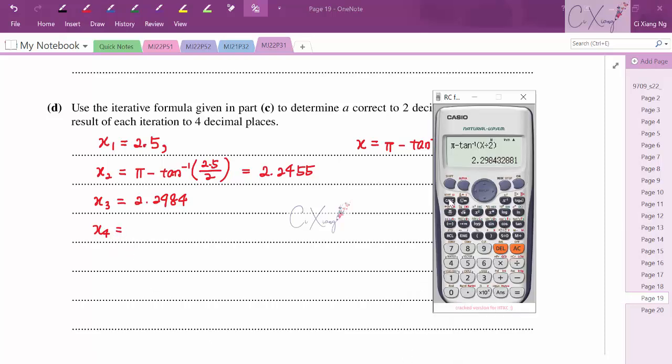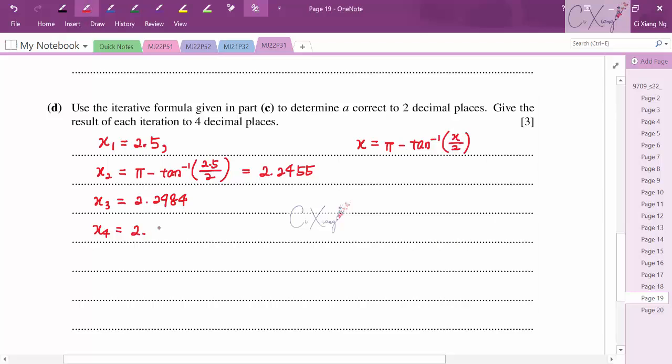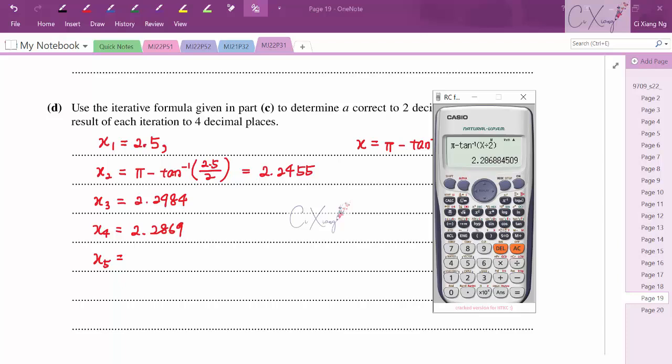All right. Okay, so next, calculate again. And then now I want to key in the value for x, which is 2.2984. I'm getting 2.2869. Again, I will write in 2.2869. So what's the x5? By right, if you check, the answer for 2 decimal places has not repeated yet. So I still need to continue the iteration until I get the answer for 2 decimal places repeated. Okay, so calculate again.